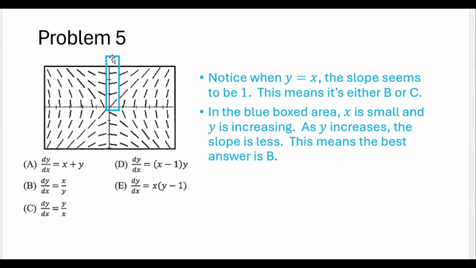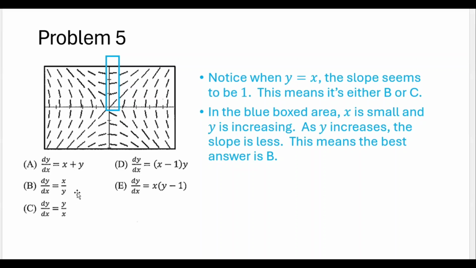Now, let's look at this particular small region here, is what I decided to do. In this area, we fixed the value of X. So as Y increases, what's happening to the slope? It's getting less and less steep. So which one is it? Is it B or is it C?